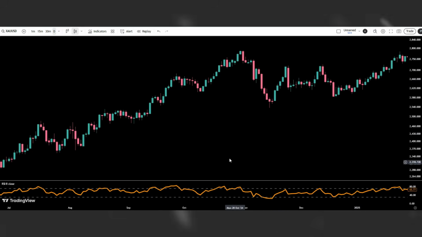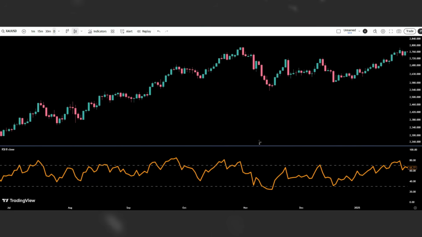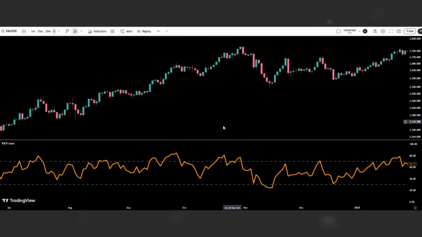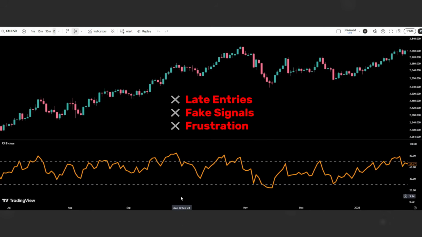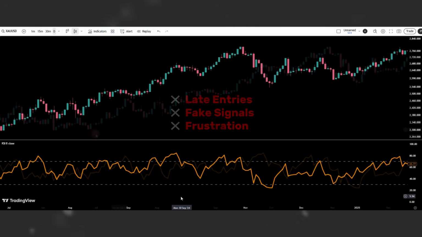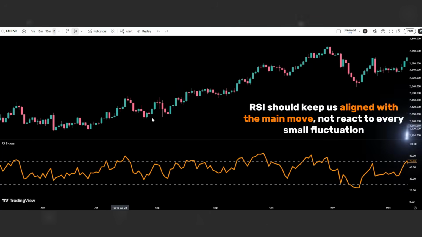Because of this, indicators must behave differently. For swing trading, they need to be smoother, slower, and more reliable. Fast RSI settings designed for lower time frames just don't work here. They lead to late entries, fake signals, and frustration. Our goal is simple. RSI should keep us aligned with the main move, not react to every small fluctuation.